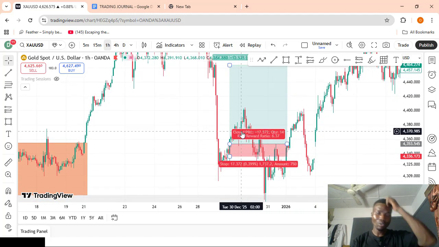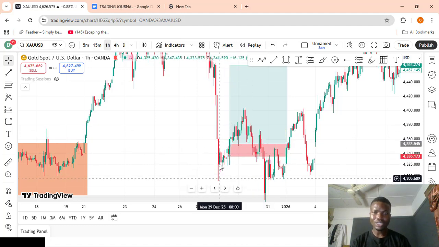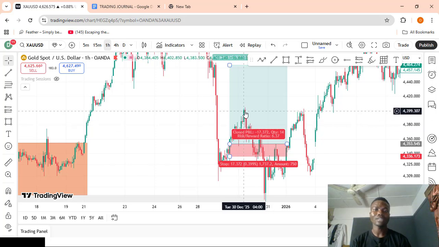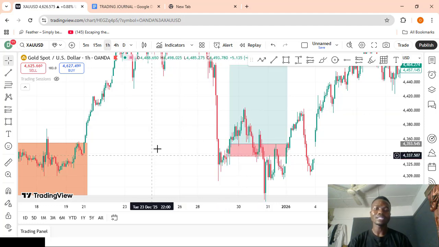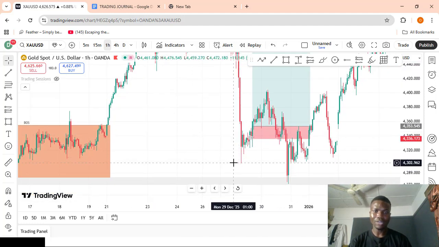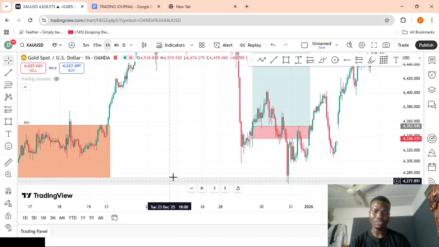This is what liquidity is. This is just a trap. This is a trap that smart money has set for broke traders. Right there you can see that the market, at this level, has not actually respected this demand area. It has not tapped into this demand area.